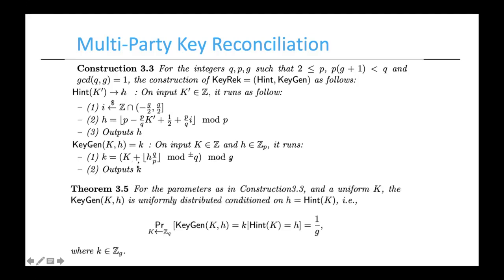The security will show that even if h is broadcast and known to everybody, k is still uniformly distributed over Z_g. That means even given h, k is random. In other words, h leaks no information about k. So the hint message for others leaks no information about one's secret key. We prove this in our article. So we have a secure multi-party key reconciliation.